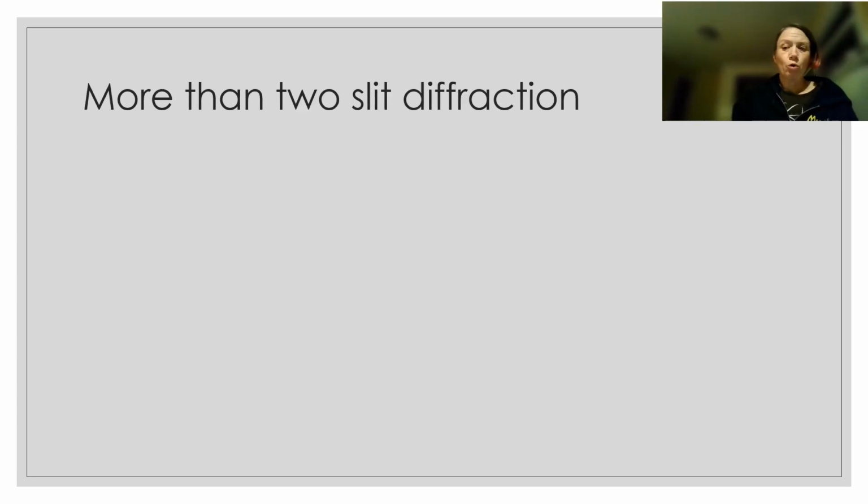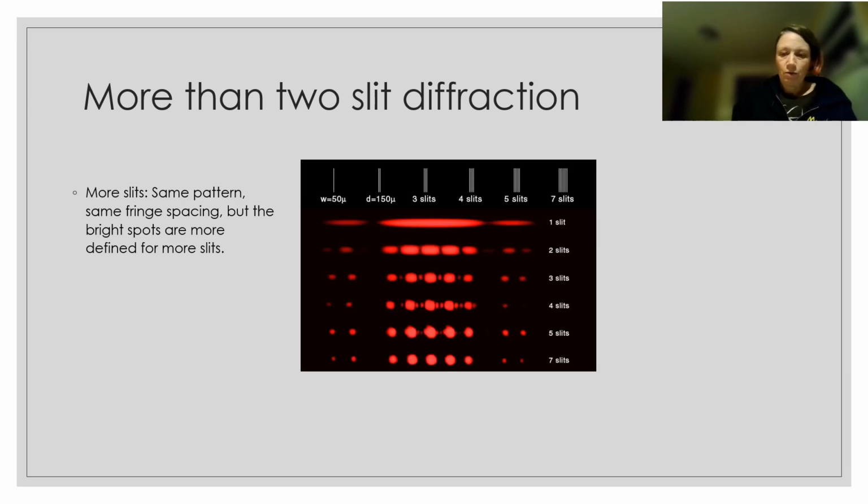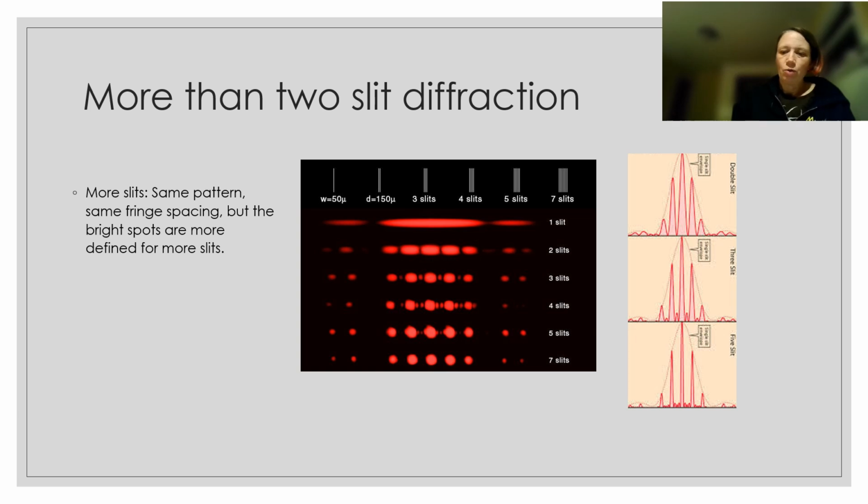You can also have more than two slits and get a similar diffraction pattern. If you have three slits or four slits or five slits, the pattern is basically the same. The bright spots end up actually at exactly the same locations. The one thing that's different is that the bright spots are slightly more defined. They look a little bit clearer. The difference in intensity is more dramatic when we have more slits.